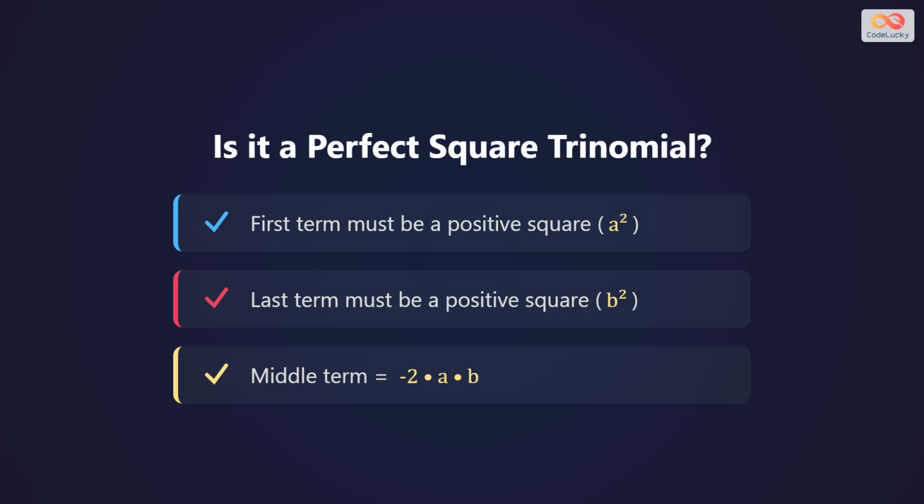Here is your mental checklist. First, check if the first term is a positive square. Second, check if the last term is a positive square. If either of these is negative, it's not a perfect square trinomial. Finally, calculate the middle term. It must be negative 2 multiplied by the square root of the first term and the square root of the last term.